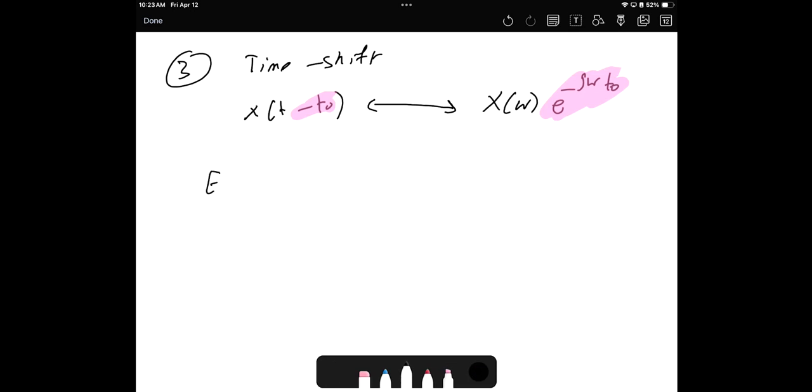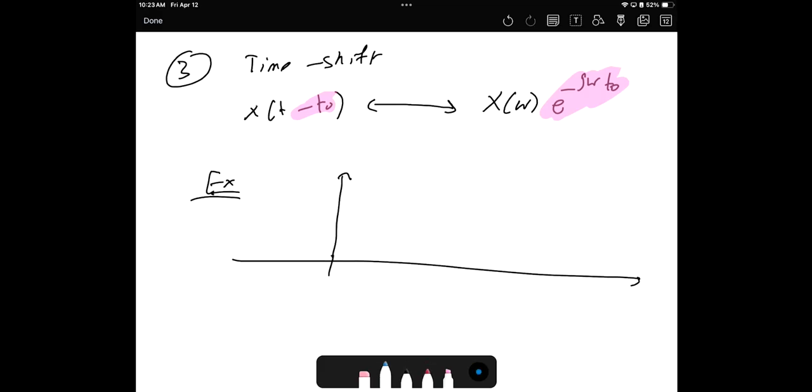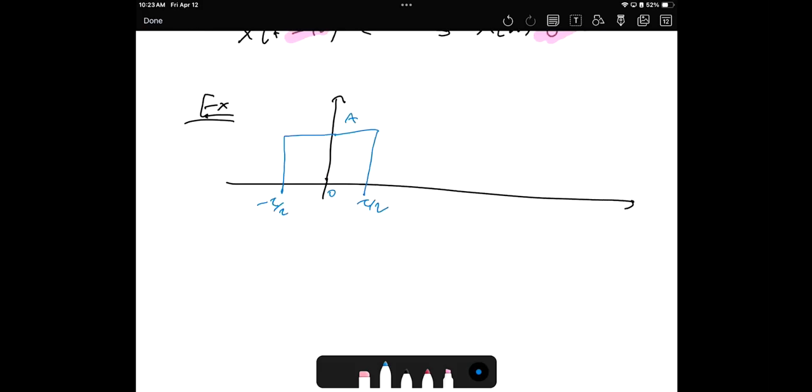So let me give you this example. Assume that we have x of t like this. Here is the amplitude A. Here is negative tau over 2. Here is tau over 2. Okay? And it's centered at 0. Then, this is the first one, which is called x of t. Then we have another function, x of t minus t0, which is centered at t0.